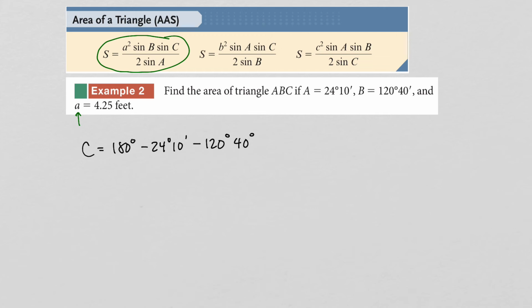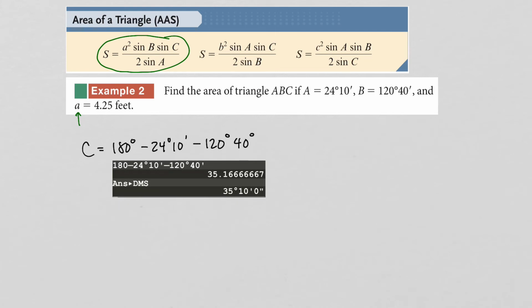And this can be done on a calculator. You can subtract these degrees, minutes, and so on from each other. I'm just going to plug it in here. And this is equal to 35 degrees and 10 minutes. Or you could also say 35.1666, etc. degrees. Doesn't matter really which one of those you use. I'll keep it in degrees and minutes though, since this is the way we have it.